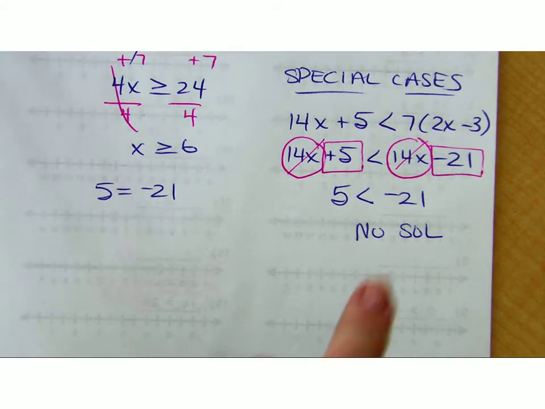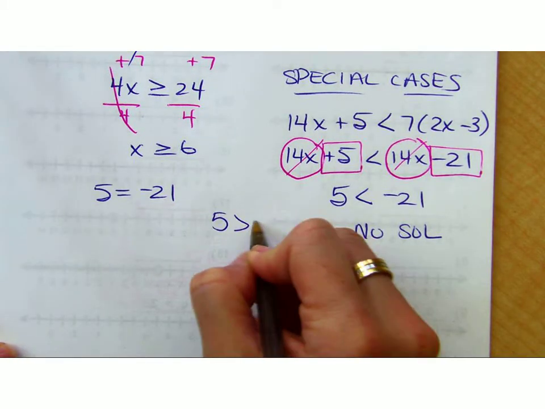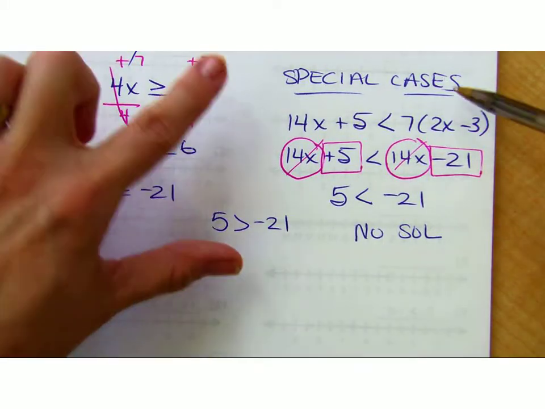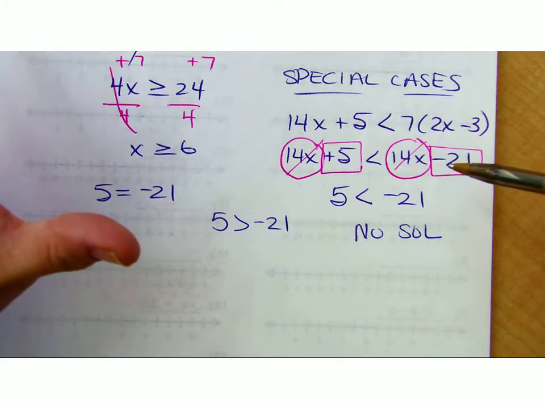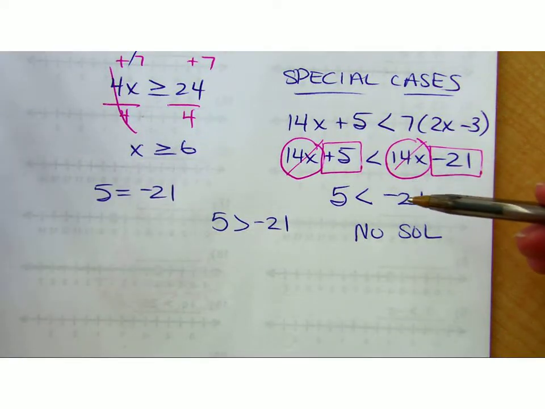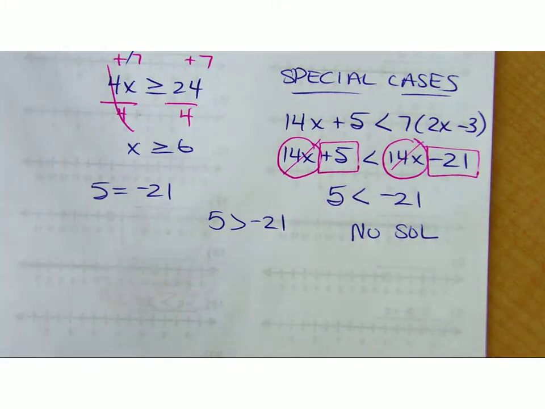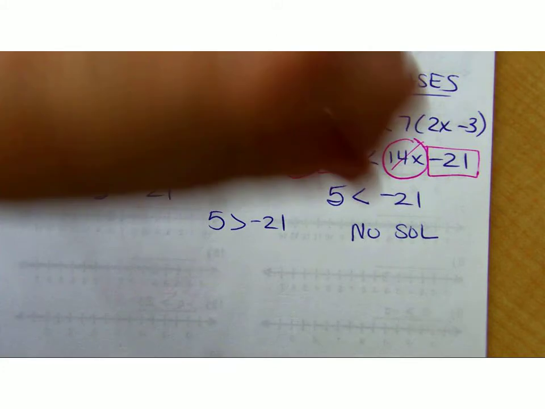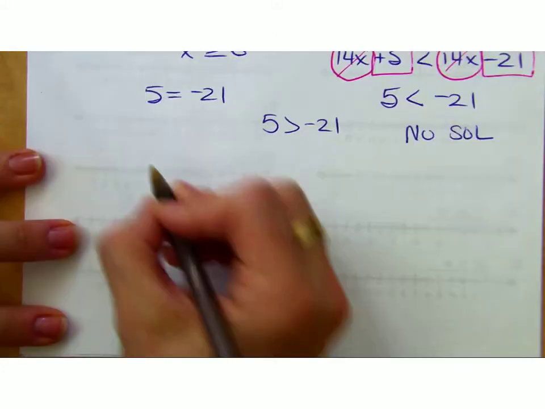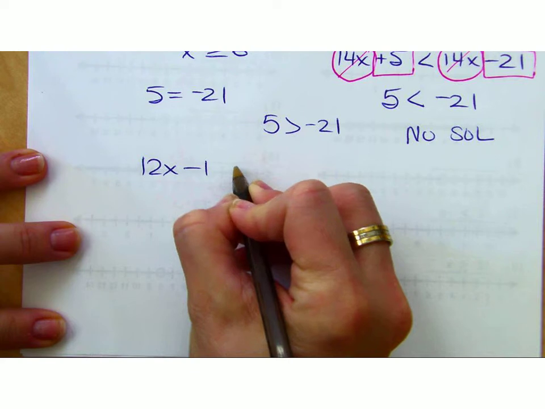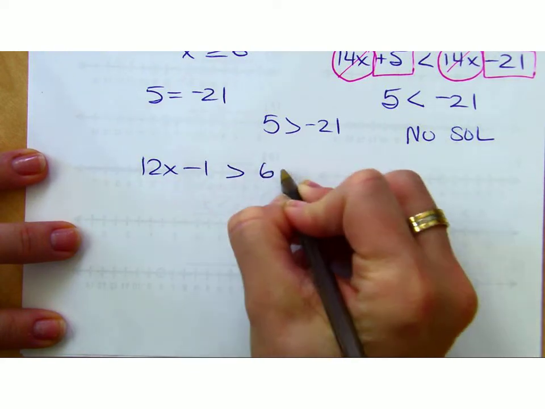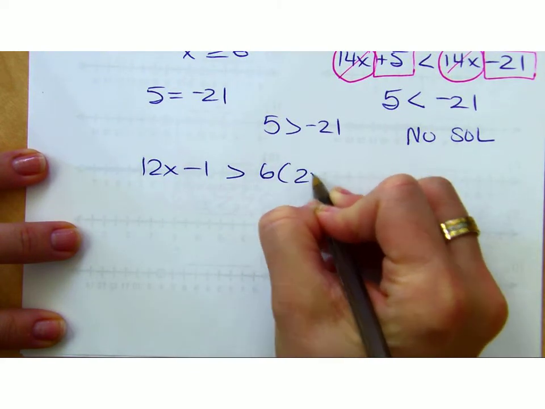But what if that sign was flipped around? Then would it be no solution? No. It would actually be all real numbers because 5 would be greater than negative 21. So when you have these special cases and your variables cancel, you have to investigate a little bit more. Don't just go, oh, those numbers aren't the same, no solution. That's true if it's an equation, but not if it's an inequality. Good? All right, so try this one then. 12x minus 1 is greater than 6 times 2x minus 1.